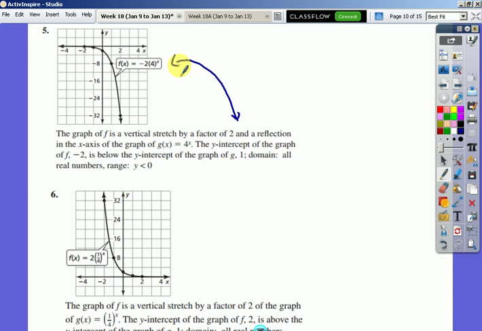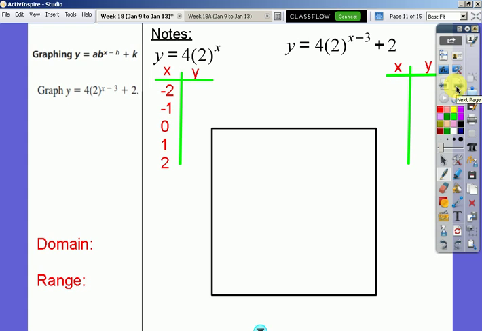4 to the x is our parent function, right? So it's stretching by a factor of 2 and it's reflecting. Then it tells us the y-intercept, which we said is -2. And then it tells us the domain, all real numbers, and the range, y is less than 0. Do you know that? Excellent. And then the same is true for the second one. It's a vertical stretch by a factor of 2 of the graph of our parent function 1/4 to the x. Do you have any questions about those? All right. Go ahead and copy down what I have there, and then we're going to talk about it.